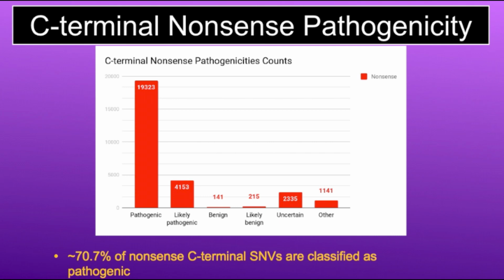For the nonsense variants, 19,323 of the C-terminal nonsense variants are pathogenic, which is expected. Nonsense variants are much more likely to cause a loss of function in a protein than missense variants are. And so about 70.7% of the nonsense C-terminal single nucleotide variants are classified as pathogenic.